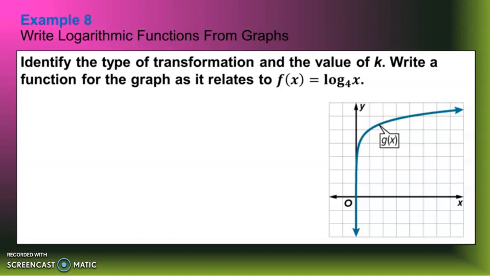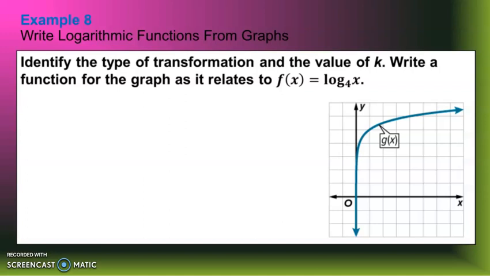Here is our last part of 8-1, looking at writing logarithmic functions from graphs. So identifying the types of transformation and the value of k, which just means is it being raised up, is it going down? Then we're going to write the function for the graph as it relates to the parent function of f of x equaling log base 4 of x.